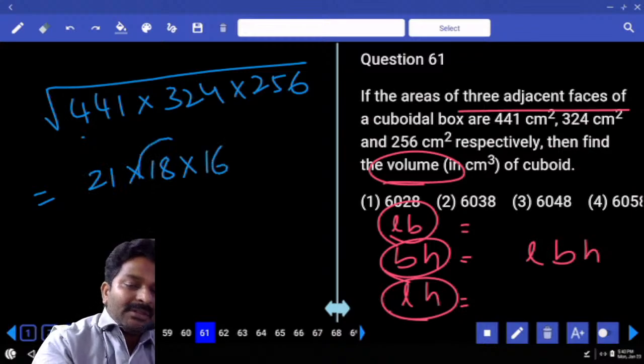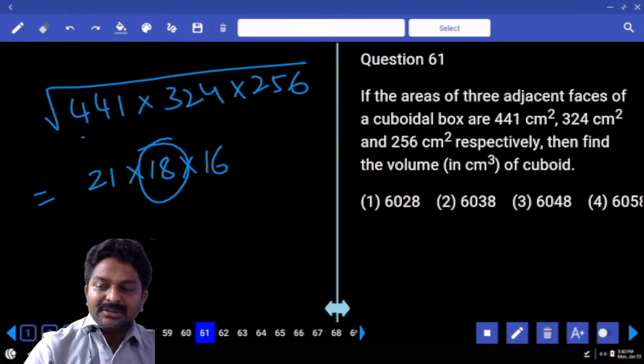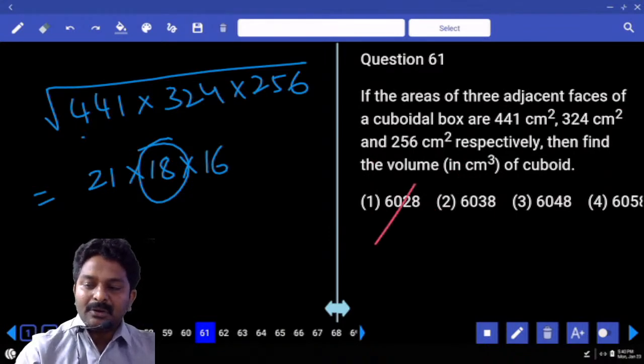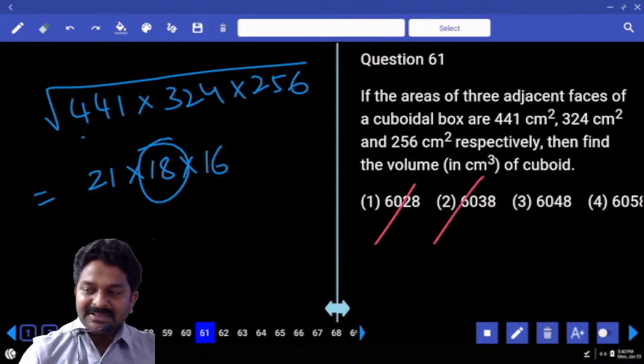The moment I see 18, I'll use 9 multiplication. Can it be the first option? No. Can it be the second option? No. Can it be the third? Yes. Can it be the fourth? No. Third is the final answer.